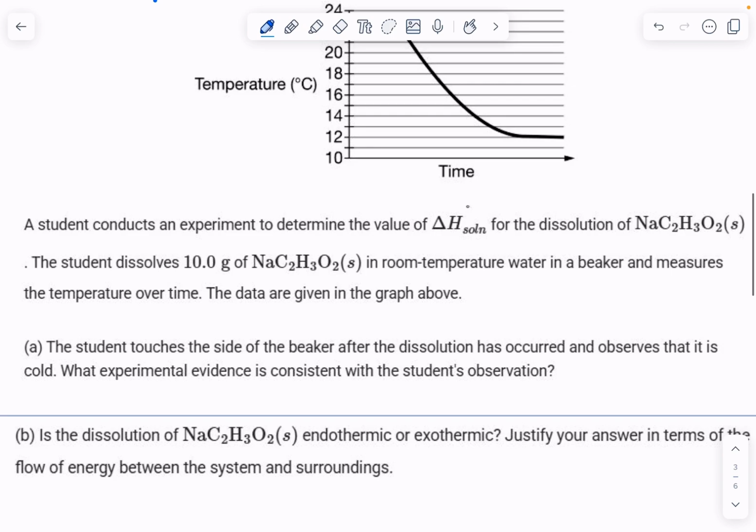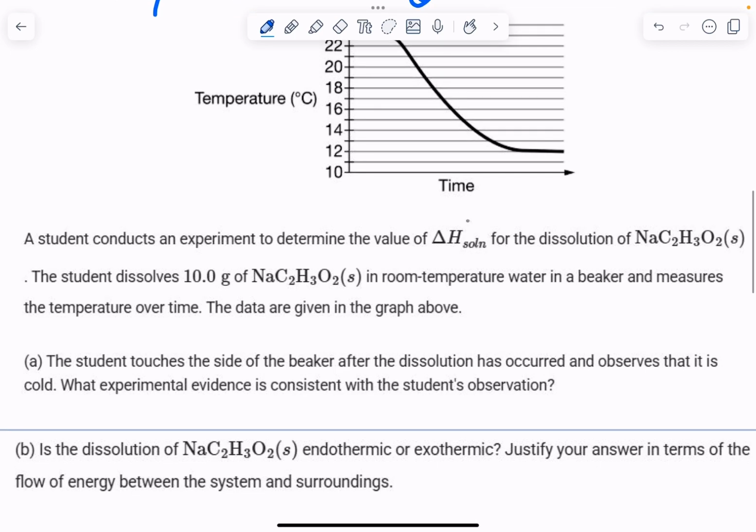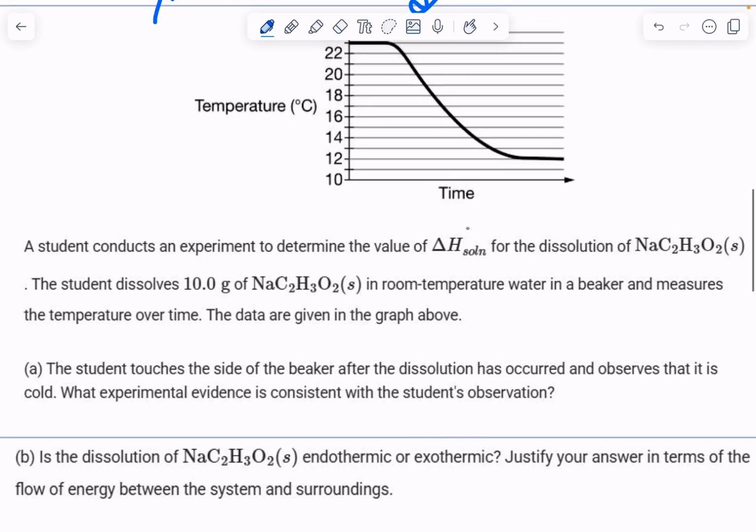Okay, looking at a free response question, we've got a graph that shows temperature versus time. A student conducts an experiment to determine the delta H of solution for the dissolution of sodium acetate. The student dissolves 10 grams of sodium acetate in room temperature water in a beaker and measures the temperature over time, and the data is given above. Part A: the student touches the side of the beaker after the dissolution has occurred and observes that it is cold. What experimental evidence is consistent with this student's observation?